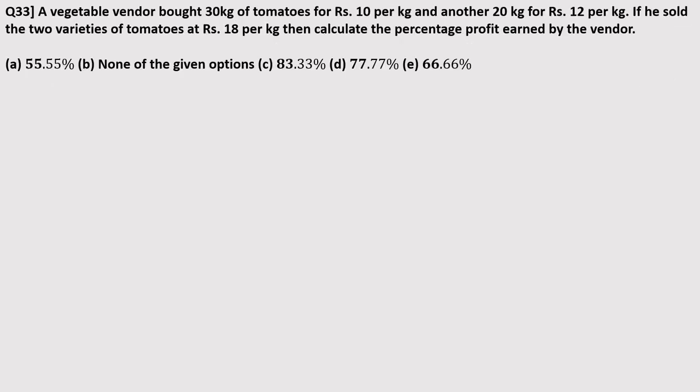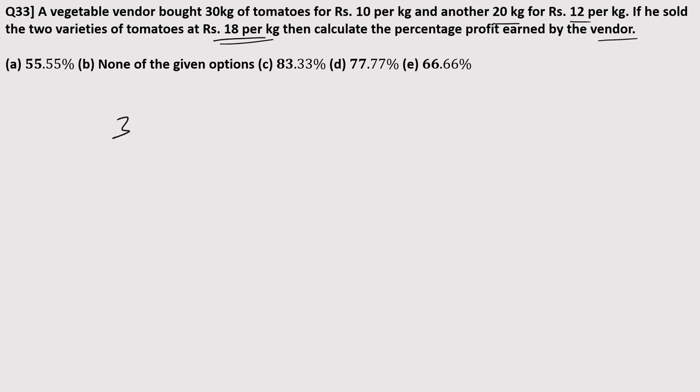This is your next question. A vegetable vendor bought 30 kg tomatoes for rupees 10 per kg and another 20 kg tomatoes for rupees 12 per kg. If we sold the two varieties at rupees 18 per kg, this is the selling price, 18 per kg, then calculate the percentage profit earned by the vendor. Okay, percentage profit.